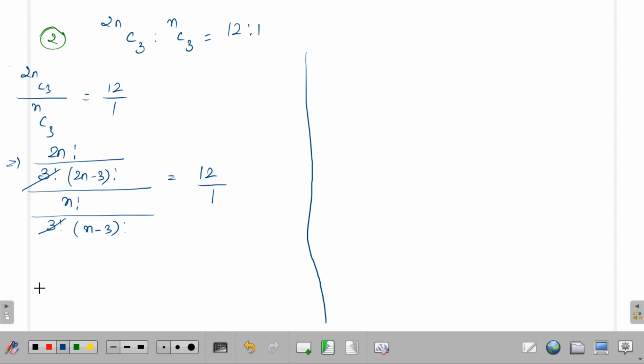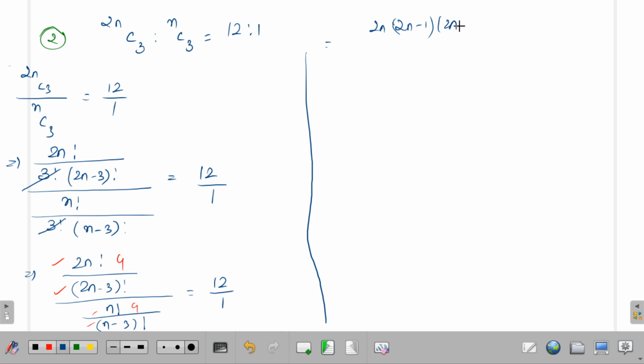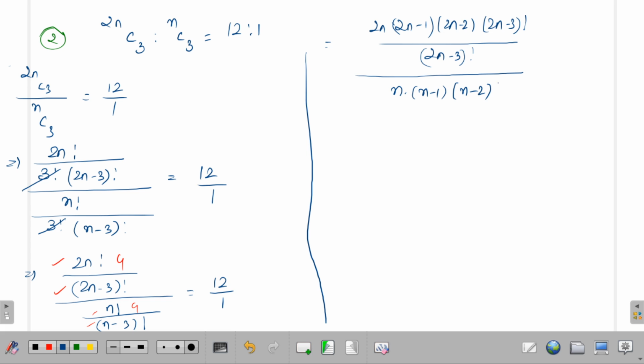So I can cancel this with that. And do remember, I cannot cancel like this: 2n factorial and then n factorial. I cannot cancel n factorial with 2n factorial. Why? Because these are totally different. So don't forget this one. So if I happen to solve, I'll get 2n factorial divided by 2n minus 3 factorial, and here n factorial divided by n minus 3 factorial, which is equal to 12 by 1. Between 2n factorial and 2n minus 3 factorial, the first is greater. Similarly, between n factorial and n minus 3 factorial, n factorial is greater. So if I factorize 2n, I'll get 2n, 2n minus 1, 2n minus 2, and then 2n minus 3 factorial divided by 2n minus 3 factorial, and similarly n, n minus 1, n minus 2, n minus 3 factorial divided by n minus 3 factorial is equal to 12 by 1.